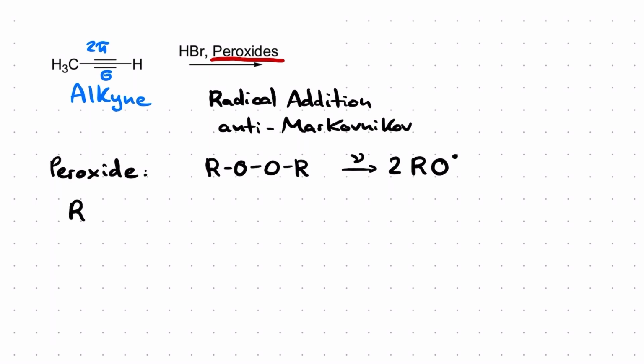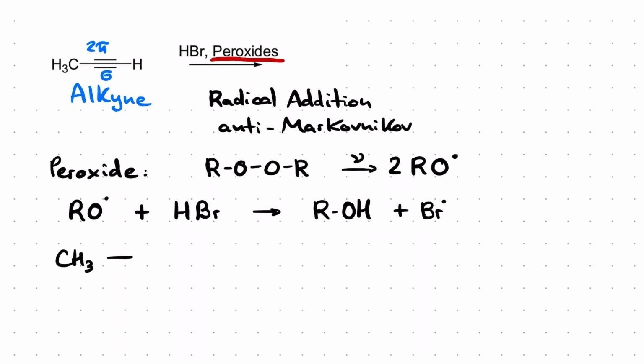Now we enter the propagation step. The radical starter takes away the hydrogen atom from HBr and generates a bromine radical. This bromine radical attacks our alkyne molecule, and theoretically bromine could form a new bond with the left or with the right carbon atom.